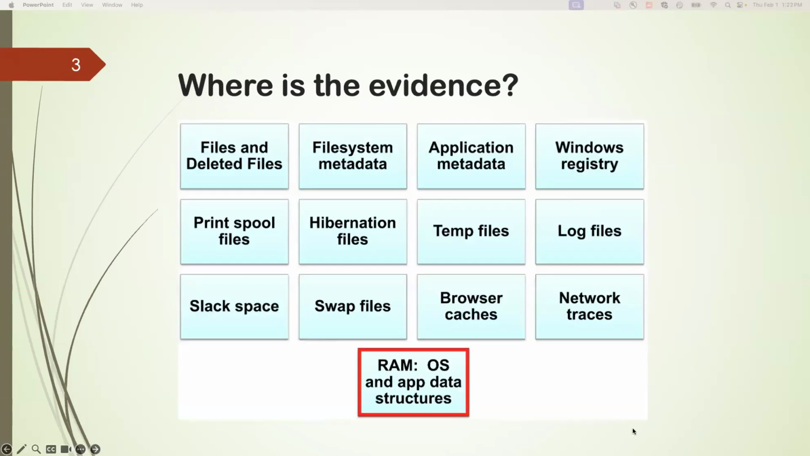In a computer system, there are multiple locations from which you can recover evidence. Files or deleted files are one aspect, and as you have already performed in lab 2, you tried to see the deleted files. Windows registry is another location from which you can recover data. Log files are another, and network traces. You can see the IP addresses your computer is connected to; they are all in the network traces.